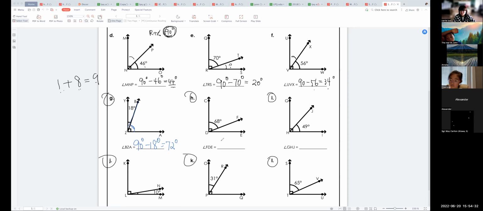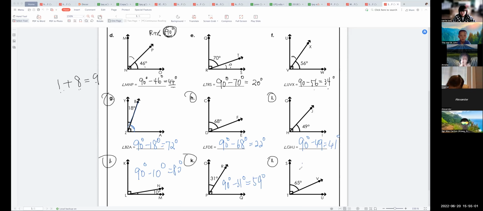Get it, Amelia? So this one is 90 degrees minus 68 degrees equals 22 degrees. 90 degrees minus 49 degrees equals 41 degrees. And this one's 90 minus 10 equals 80 degrees. And this one is 90 degrees minus 31 degrees equals 59 degrees. Last but not least, 90 degrees minus 65 degrees equals 25 degrees.